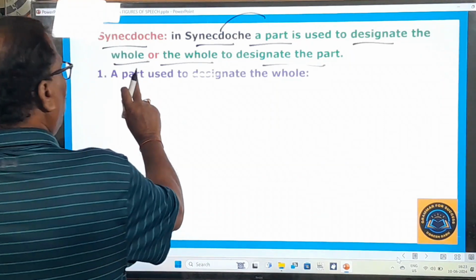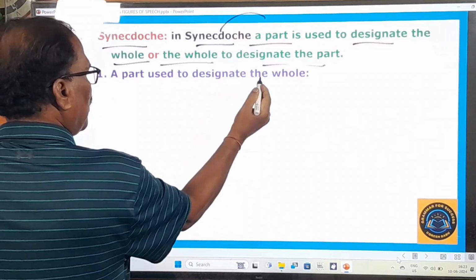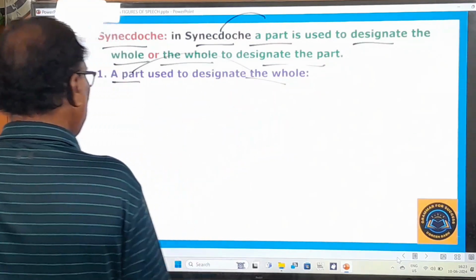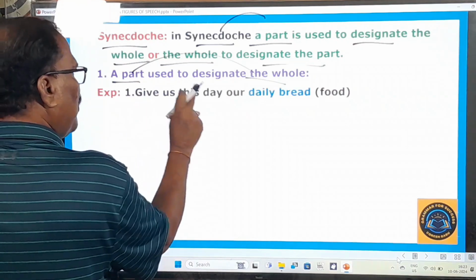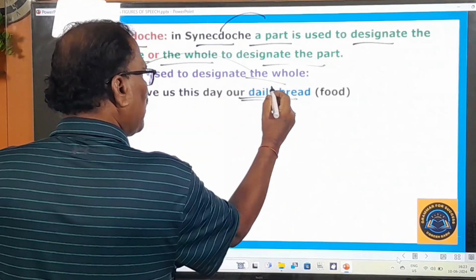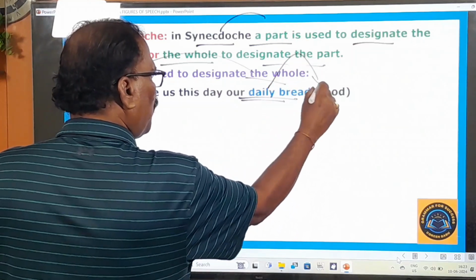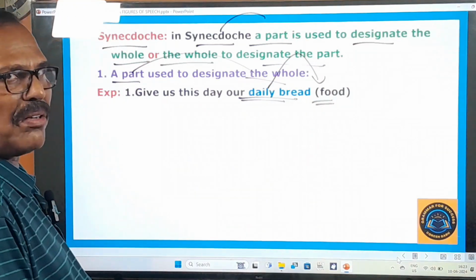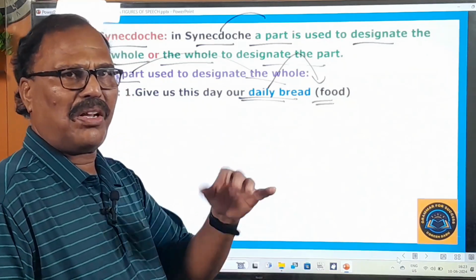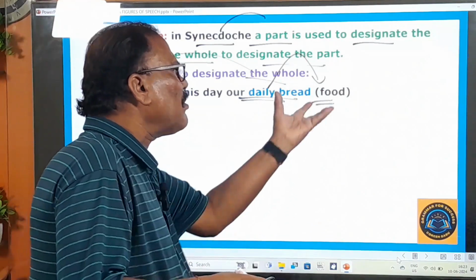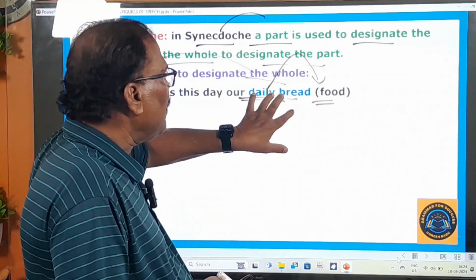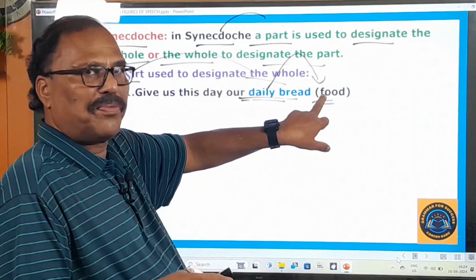First of all, a part is used to designate the whole. How is this part designating the whole? Let us see that here. Give us this day our daily bread. Daily bread is the part, and what is it indicating? It is indicating the whole food. Food has so many items: chicken, mutton, vegetarian food, non-vegetarian food. Food includes all the things. So that's why daily bread, this part, is used to designate food.